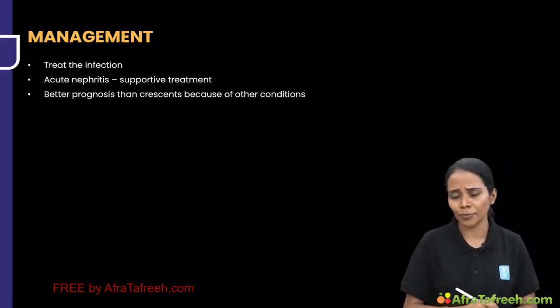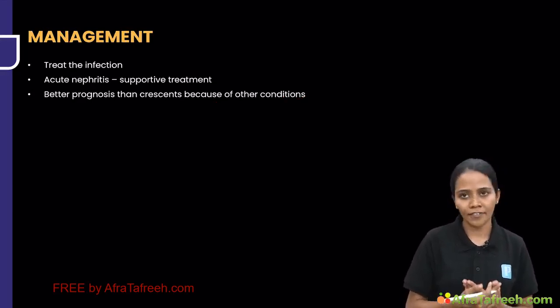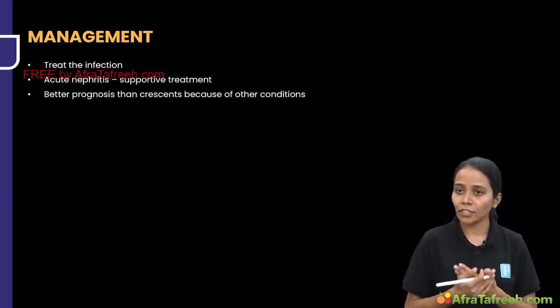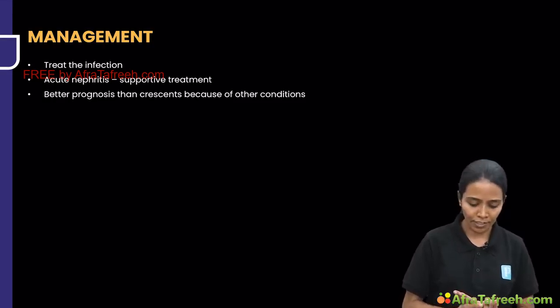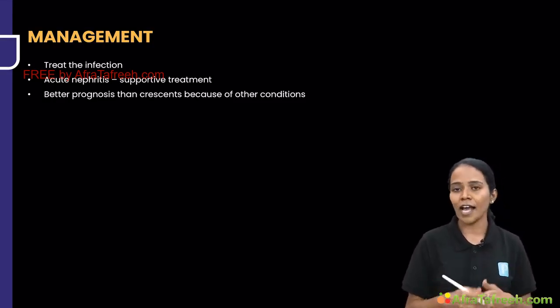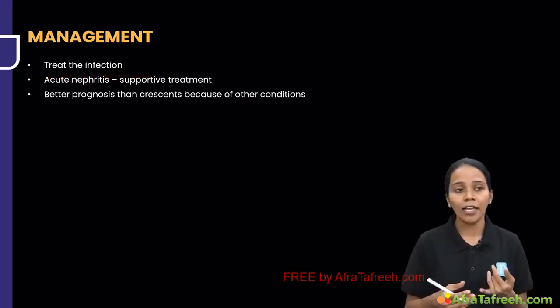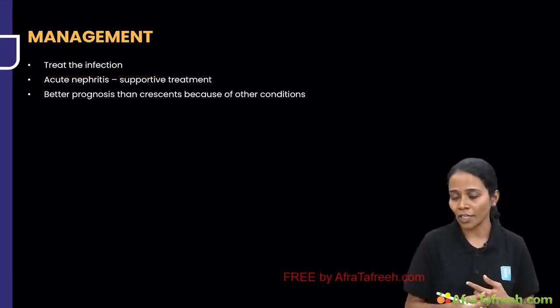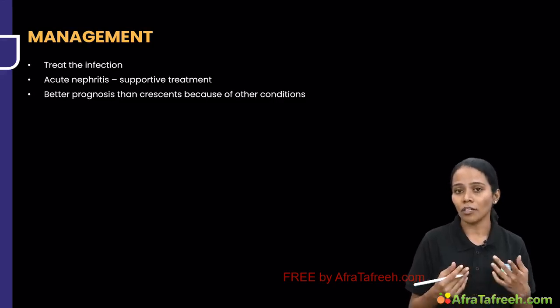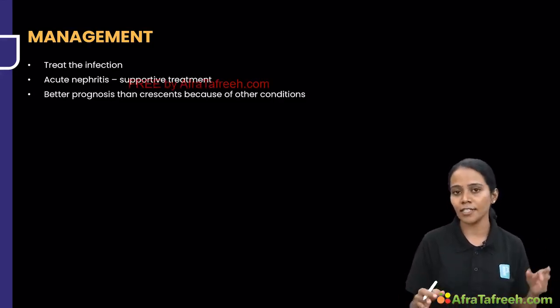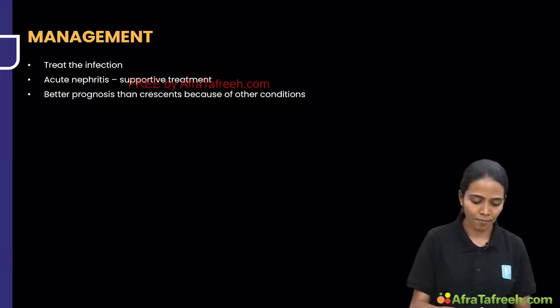Now coming to management, if the infection is persistent, definitely treat the infection and give supportive treatment in acute nephritis. And this definitely has better prognosis than crescents of other conditions, like it may be anti-GBM disease or vasculitis or SLE or IgA vasculitis, whatever is the reason, the crescents because of PSGN have better prognosis.